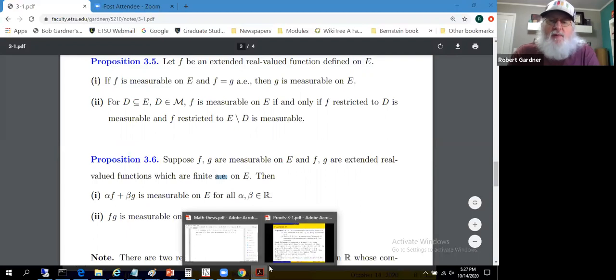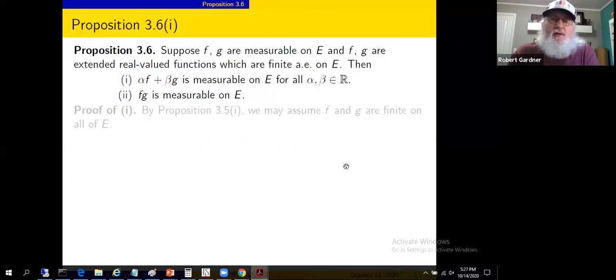3.6, let's just go to the statement in the supplements, says, suppose f and g are measurable on E. F and g are extended real valued functions, which are finite almost everywhere on E. Then the linear combination, alpha f plus beta g, is measurable on E for all alpha and beta real numbers. And the product, f times g, is measurable on E. So linear combinations and products of measurable functions are measurable. That's what we get from this.